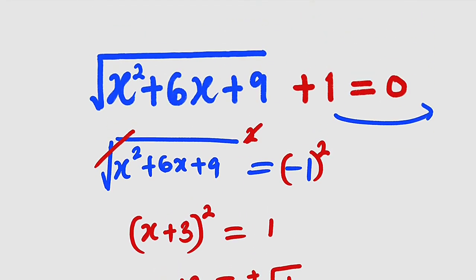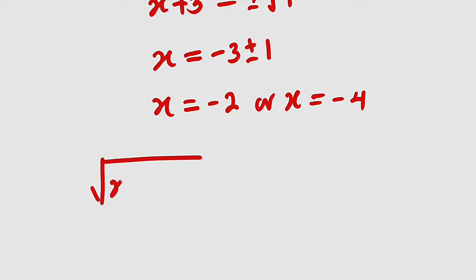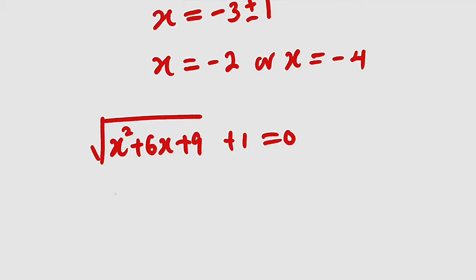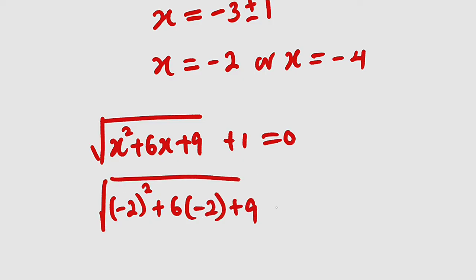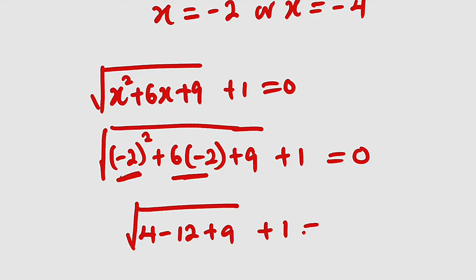But let us test in the main equation to see whether we are going to get 0 on the other side. Remember, we have the square root of x squared plus 6x plus 9, then plus 1. The result is 0. Let's start with negative 2. We have negative 2 squared plus 6 times negative 2 plus 9 under the square root, then plus 1. Is this equal to 0? That's what we want to find out. This is 4. This is negative 12. So we have 4 minus 12 plus 9, then plus 1. Is this the same thing as 0?